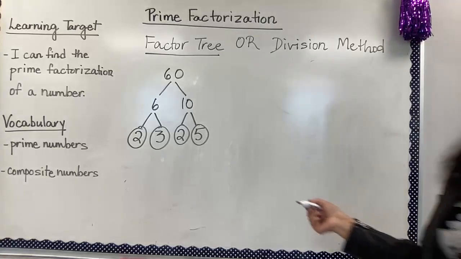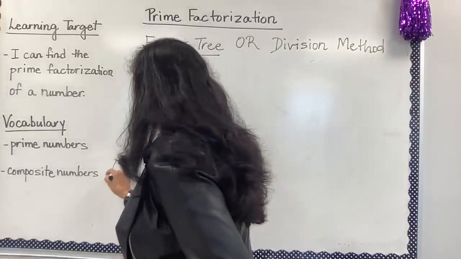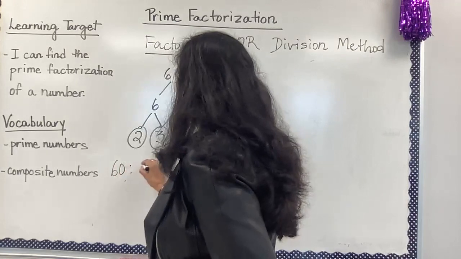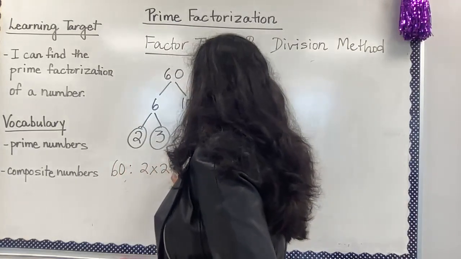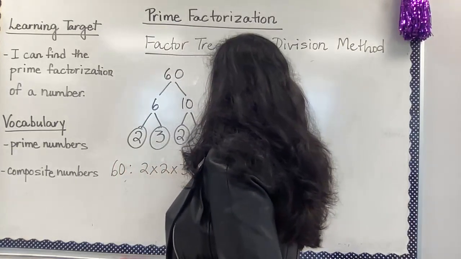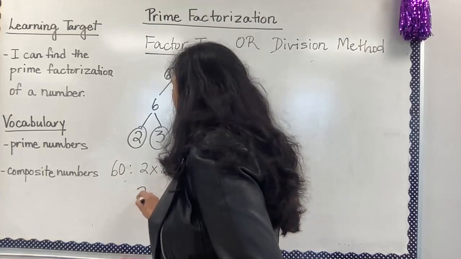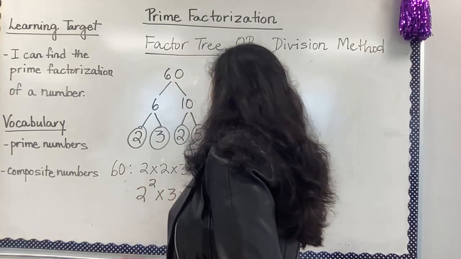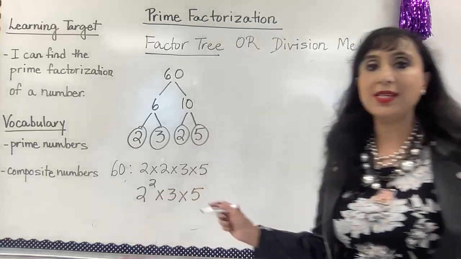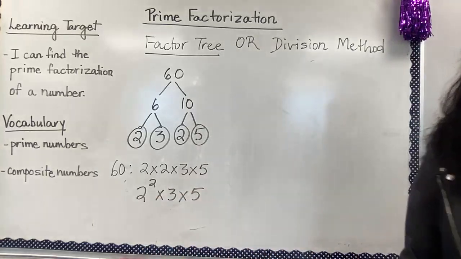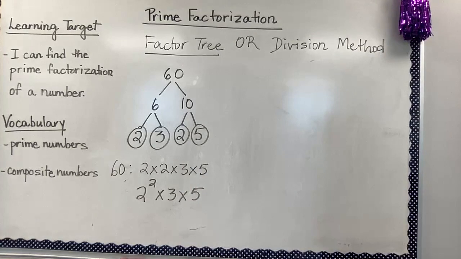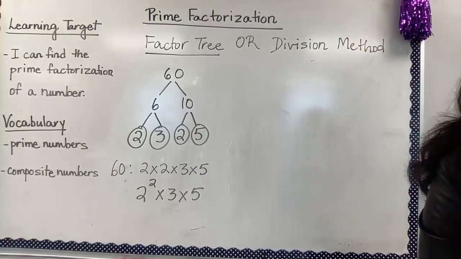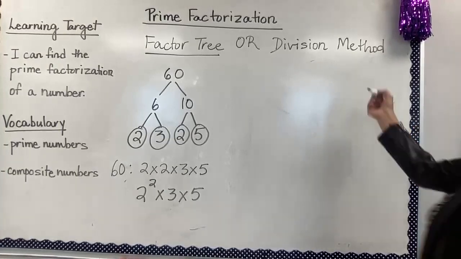And if I was going to do the prime factorization of 60, I would do 2 times 2 times 3 times 5, which can also be rewritten as 2 squared times 3 times 5. So this is using a factor tree method. Now let's do the prime factorization using the division method.